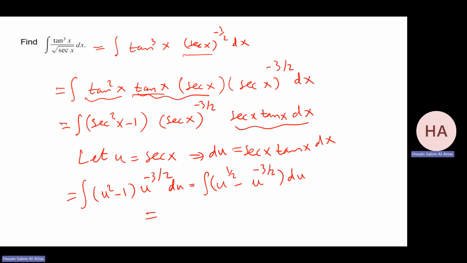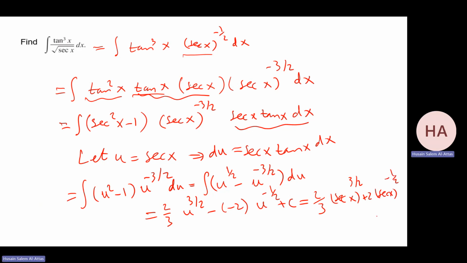And that will be, you add 1, 3/2, that's 2/3 u to the power 3/2 minus, you add 1, it will be minus half, so it will be minus 2 u to the power minus half, plus c. Change the u, which is secant x: 2/3 secant x to the power 3/2 plus 2 secant x to the power minus half plus c. Yes, which is correct.